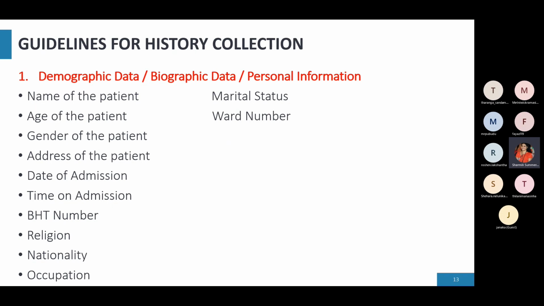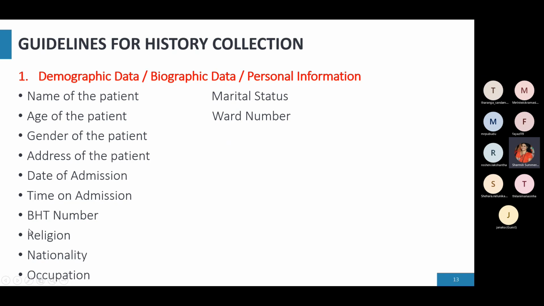So the first one is demographic data, or it can be biographic data. That means the simple personal information of the patients. Under this personal information, we are asking the name of the patient, age, address, gender, at what time and date the patient was admitted to the hospital, and the BHT number.